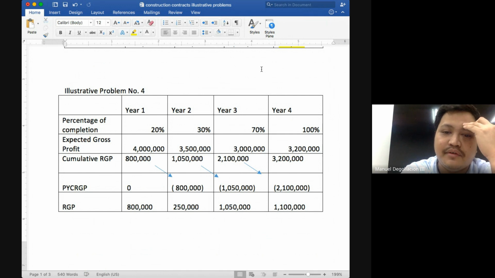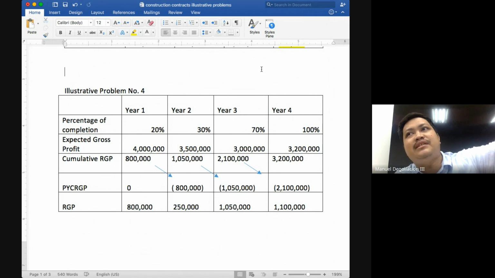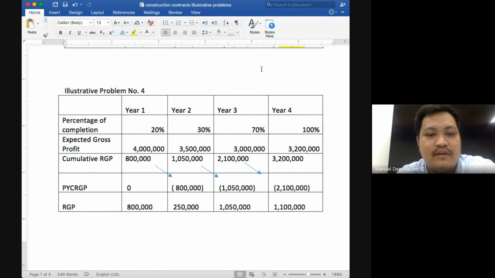Okay, let's proceed to year 3. So basically, the cumulative RGP last year will just be brought down to the next column under your previous year's cumulative RGP. But it's positive last year, it will be negative next year since it will be deducted. Okay, you will just change the sign. Year 3, how much is the percentage of completion in year 3? 70%. Expected gross profit? 3 million. Okay, still going down.